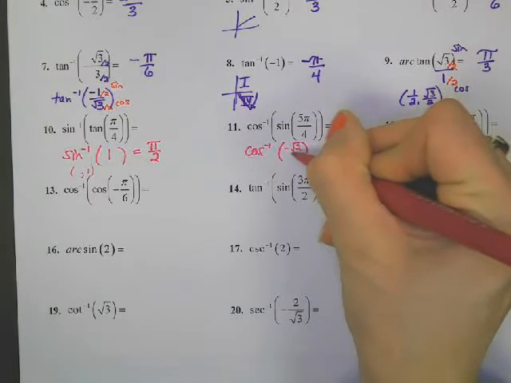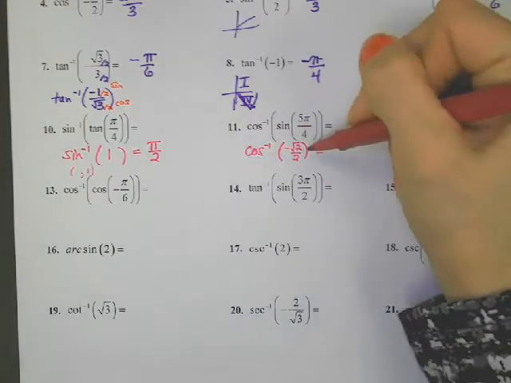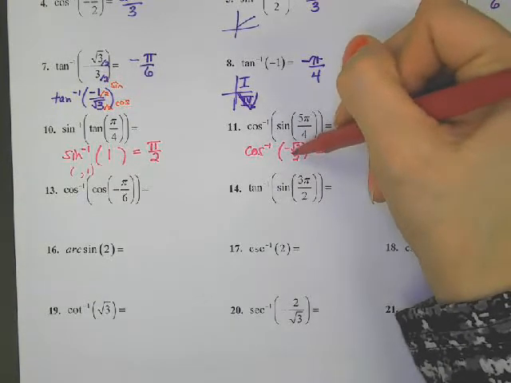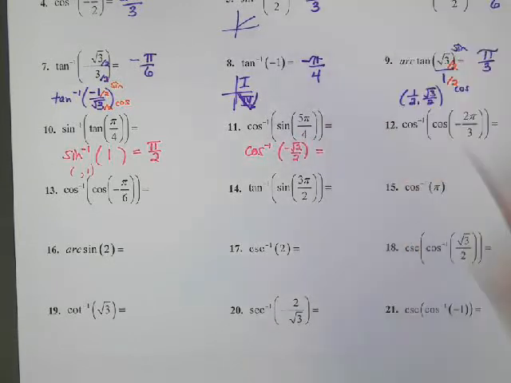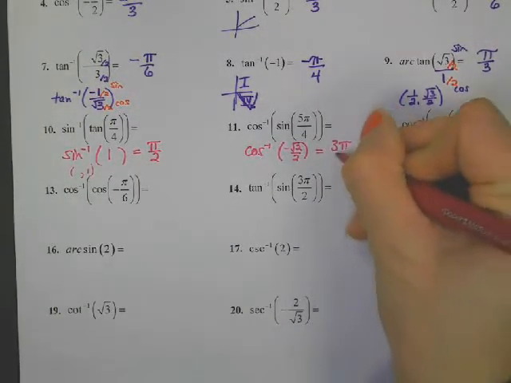Negative radical 2 over 2. Okay, now I have to go backwards, inverse. You're allowed to look in quadrants 1 and 2. Since it's negative, put your brain in quadrant 2. Where is the cosine negative radical 2 over 2? At 3 pi over 4.